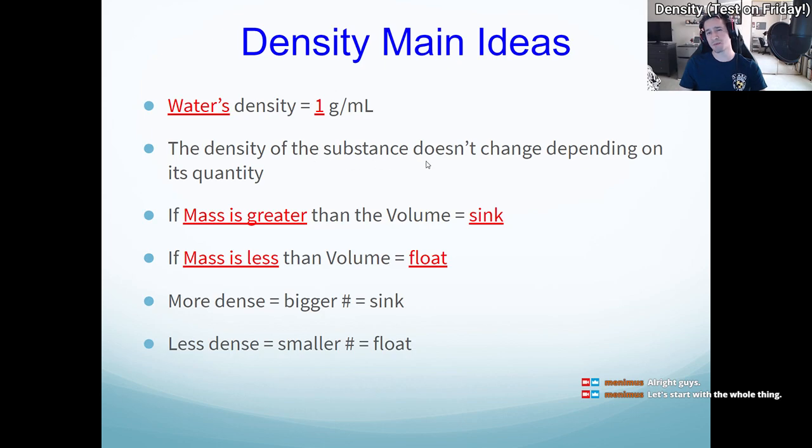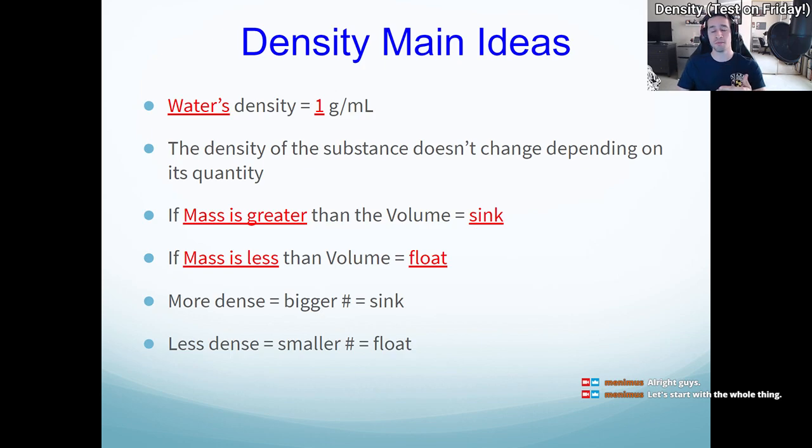The density of a substance doesn't change depending on its quantity. Remember that we mentioned that, for example, it doesn't matter if I'm holding in my hand 1 gram of gold or the entire Mount Rushmore of gold, the density of that specific element, in this case the gold, will be the same always.